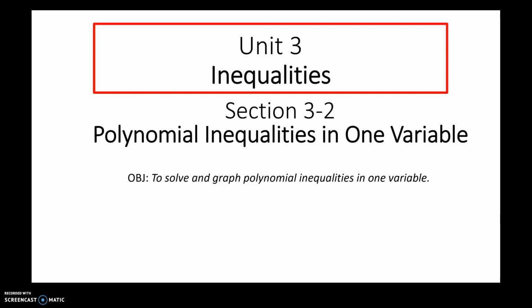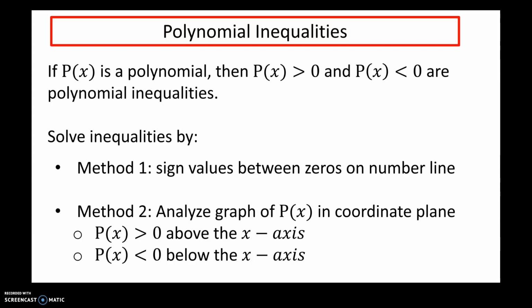Okay, lesson 3.2, polynomial inequalities in one variable. So given a polynomial, then p of x is greater than 0, p of x is less than 0, are polynomial inequalities. Okay, so let's remember what a polynomial is. It's the sum or difference of terms. We know that the exponents have to be positive integers. So we can't have things like the square root of x. We can't have things like 1 over x squared.